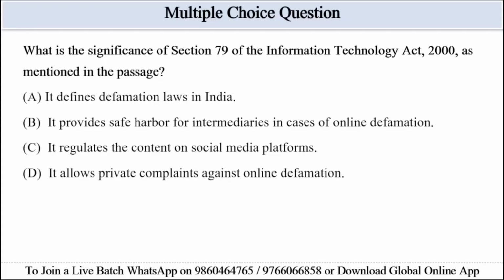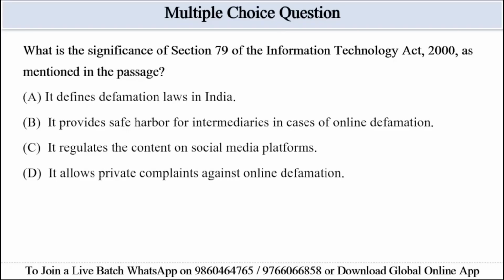The passage ties section 79 to intermediary protection, not the definition of defamation. In case of option C, it regulates the content on social media platforms. The passage does not say section 79 regulates content. It grants a conditional immunity or a safe harbor to intermediaries.